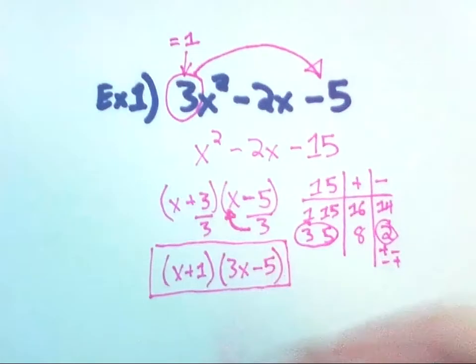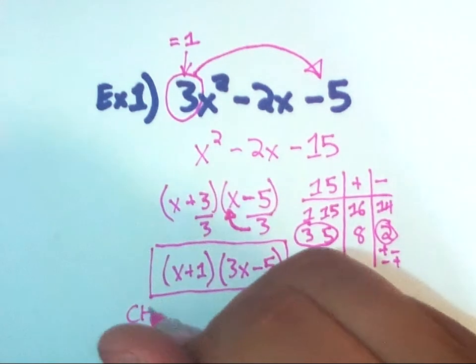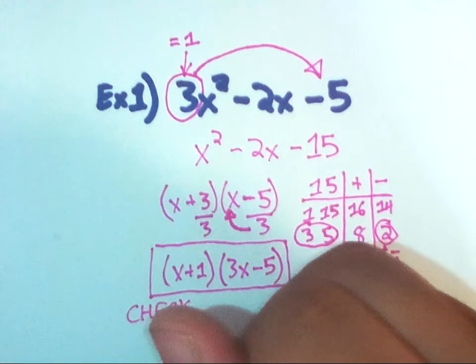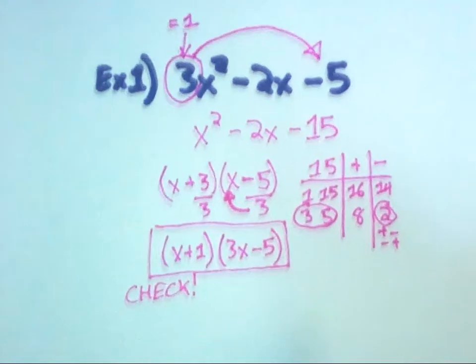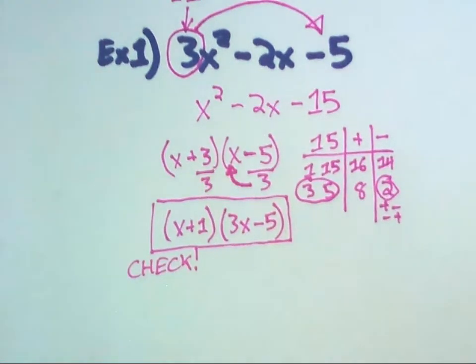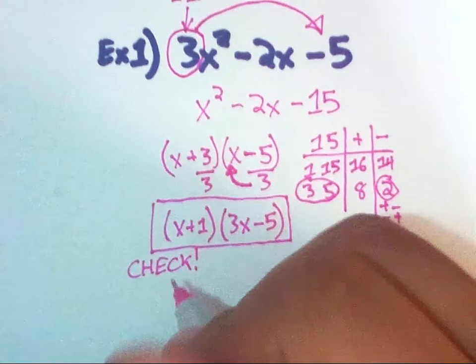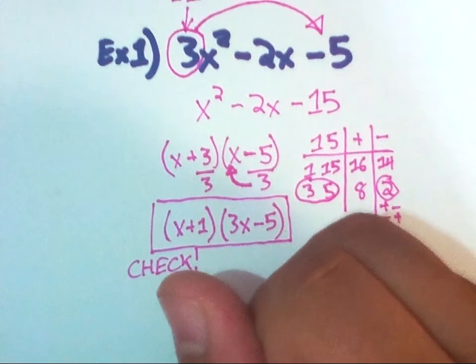Now, as this whole unit I've said, it's very easy to check these problems by simply FOILing it back out. And that's exactly what we're going to do here. So we have x times 3x, that's 3x squared.